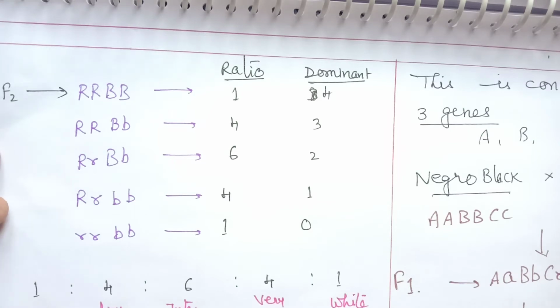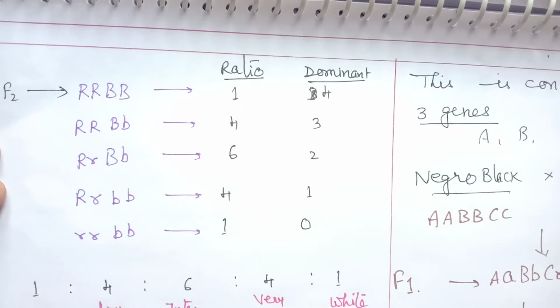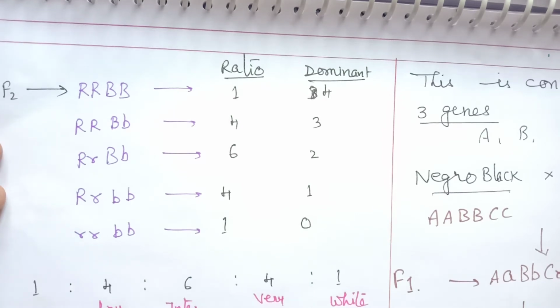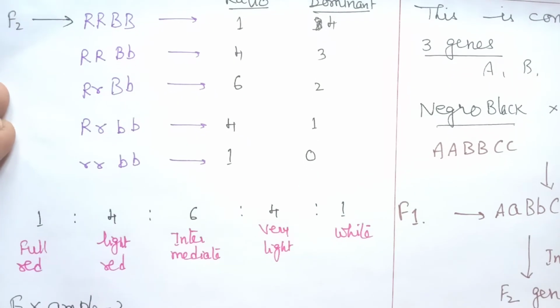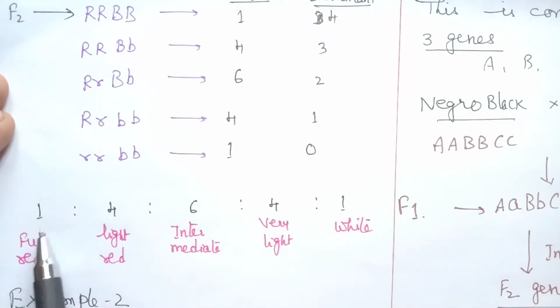And what is their genotypic ratio and also phenotypic? Here genotypic and phenotypic ratio will be the same. So what is that ratio? We can write the ratio as 1:4:6:4:1.